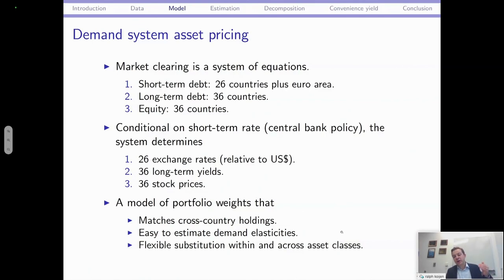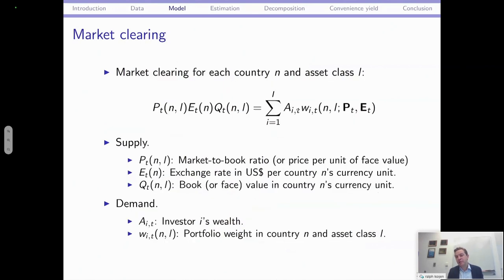We now want to have an easy-to-estimate model of demand and demand elasticities that allows for flexible substitution within and across asset classes. And so what the next slides will do is give you a model for demand over here for this component.